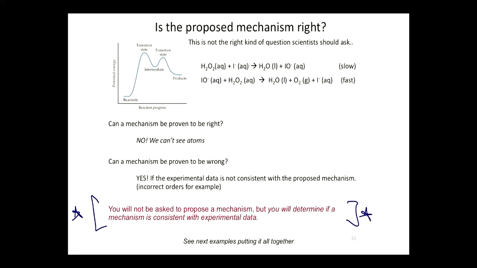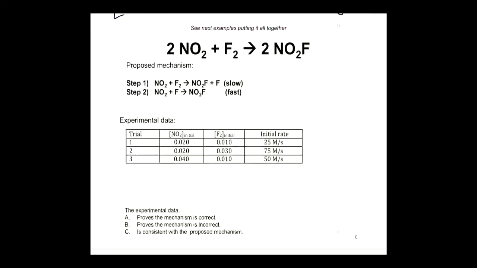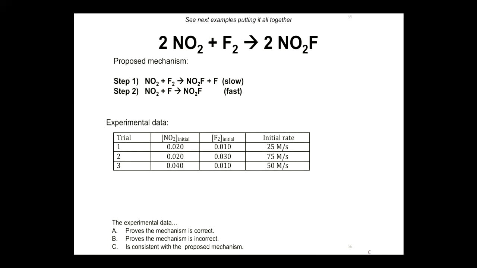Because we can't prove a mechanism right, but we can absolutely prove a mechanism wrong. As long as we find experimental data that doesn't fit the mechanism, then we can prove it wrong. Very difficult to prove one right. So we just say it's consistent. So here are some examples of exam type questions where I give you a mechanism and I give you experimental data and I ask you, are they consistent with one another, right?